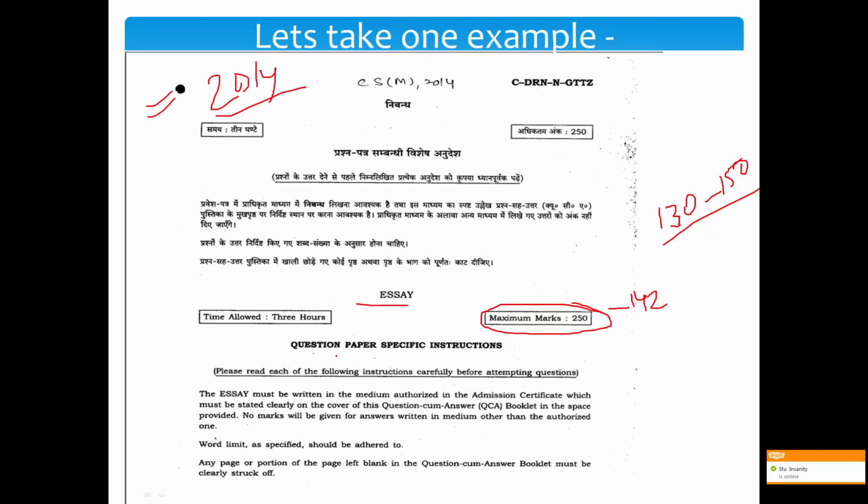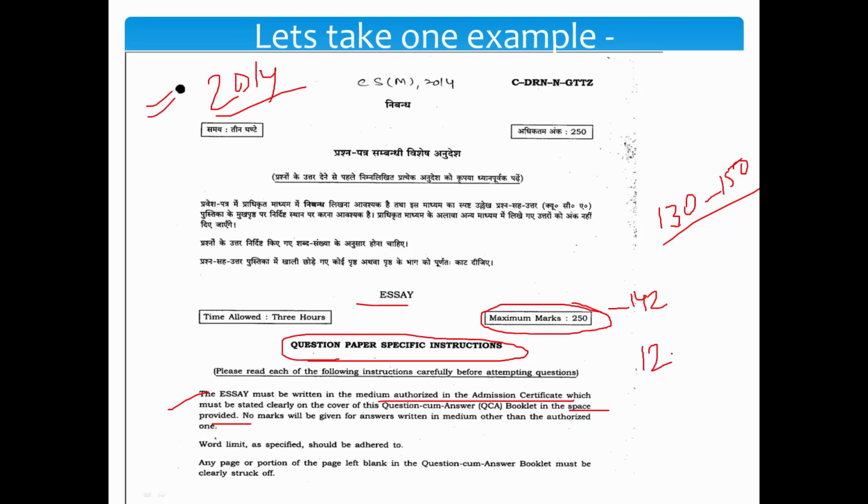So let's read the question paper specific instructions. What are they? That the essay must be written in the medium authorized, so you have to write in English, and also there is space provided. Now fixed space is provided, only 12, I think 12 or 13 pages were provided for a single essay, and you have to write two essays, so you have to write 26 pages almost in 3 hours, and that is good enough time, because writing 13 pages in 1.5 hours is not that much difficult.